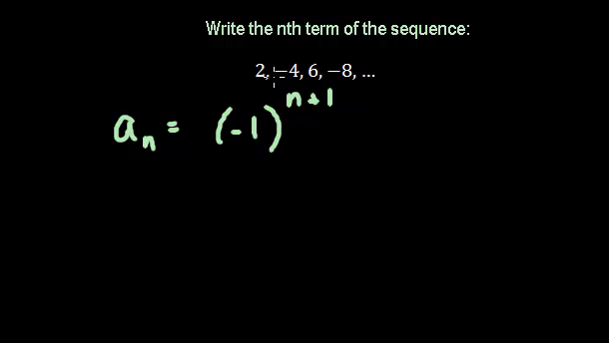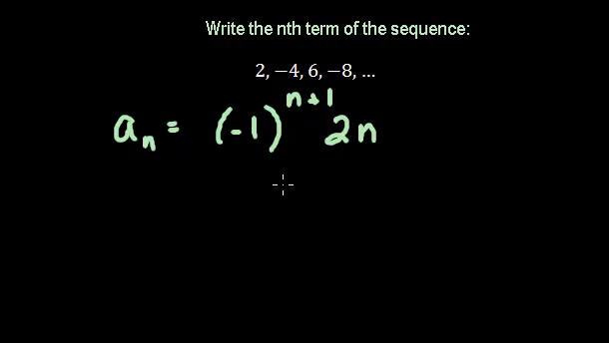Now I've got to figure out what's going on with my numbers. Just looking at the numbers 2, 4, 6, 8. Oh, this is just counting by my even numbers. So that's going to be 2 times n, I believe. If n is 1, it would be 2. If n is 2, it would be 4.